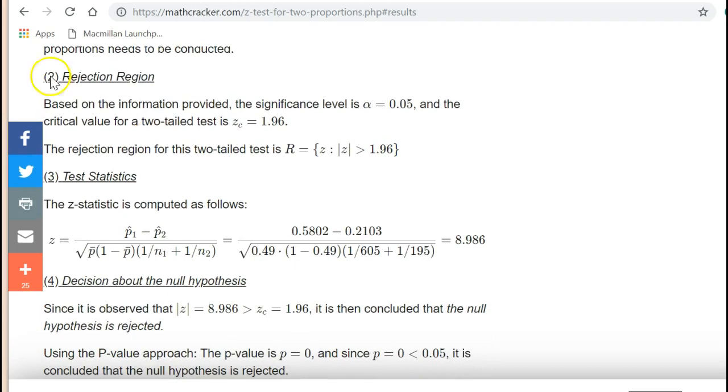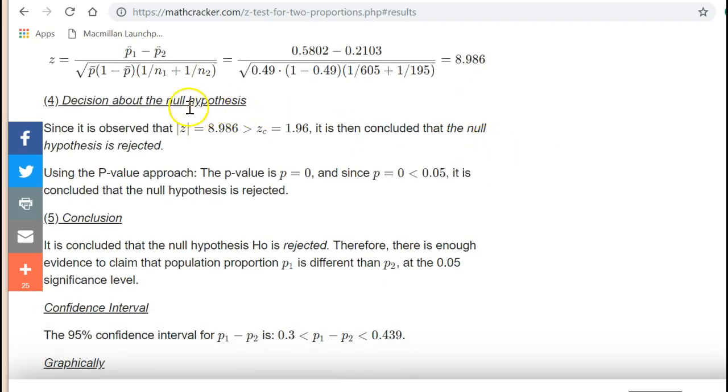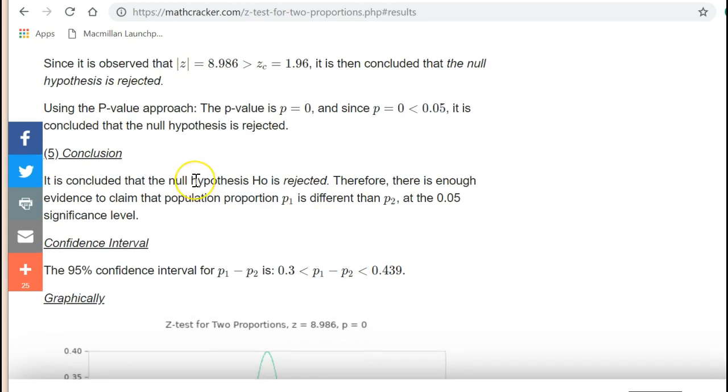This applet also gives what's known as the rejection region. We're not using the rejection region in this course, and you'll notice on page 12 of your notes, this has been grayed out. Here they compute the test statistic for us. The decision about the null hypothesis, the first part is based on the rejection region, and again we don't use that, so you'll notice it's grayed out in your notes. And then we have our conclusion.